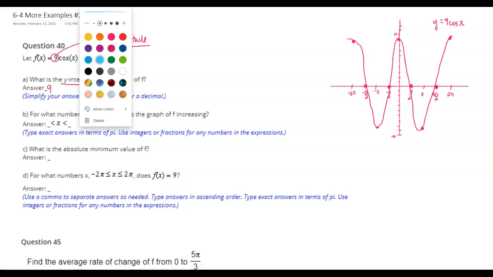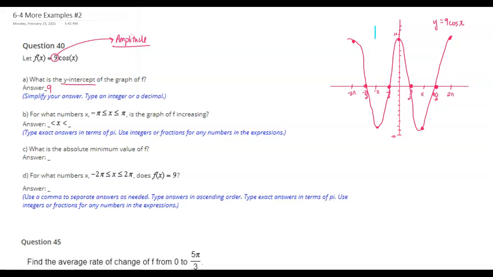All right, so now it's asking between negative pi and pi, where is my graph increasing? Well, I'm increasing from here to here. And please don't pay attention to how off my grids are. So we're increasing from negative pi to 0. So I'm going to put from negative pi less than x less than 0. I just don't have enough space right here to do it. That is where I'm increasing.